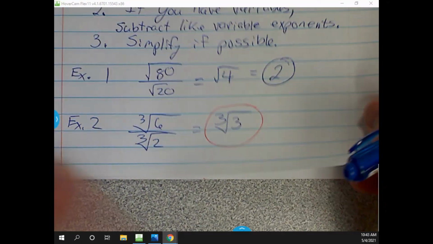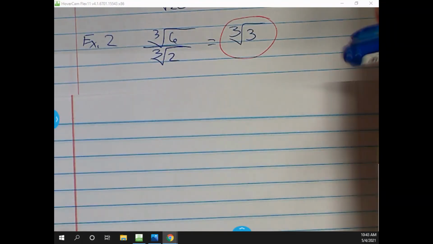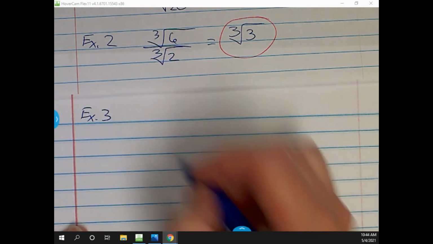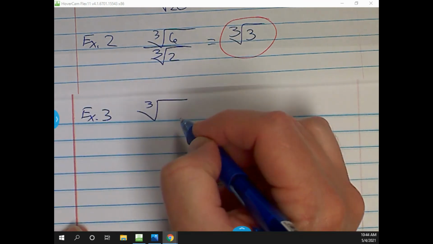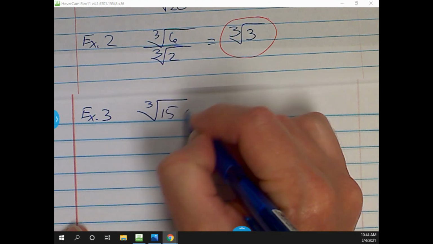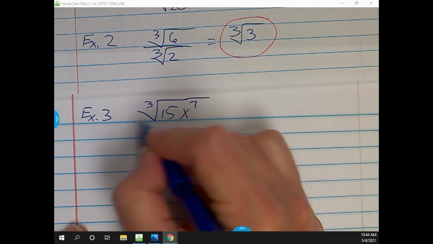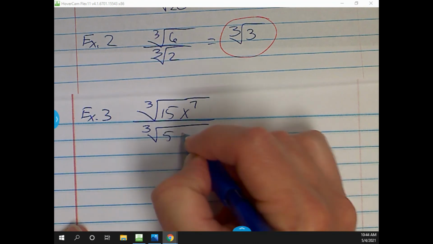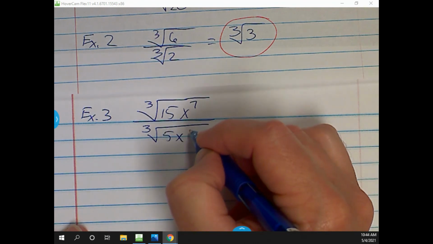Okay, let's give you one with some variables in it. And again, the variables won't be hard because this will be one where it should be pretty easy to work through. Let's do the third root of 15x to the 7th over the third root of 5x to the 6th.